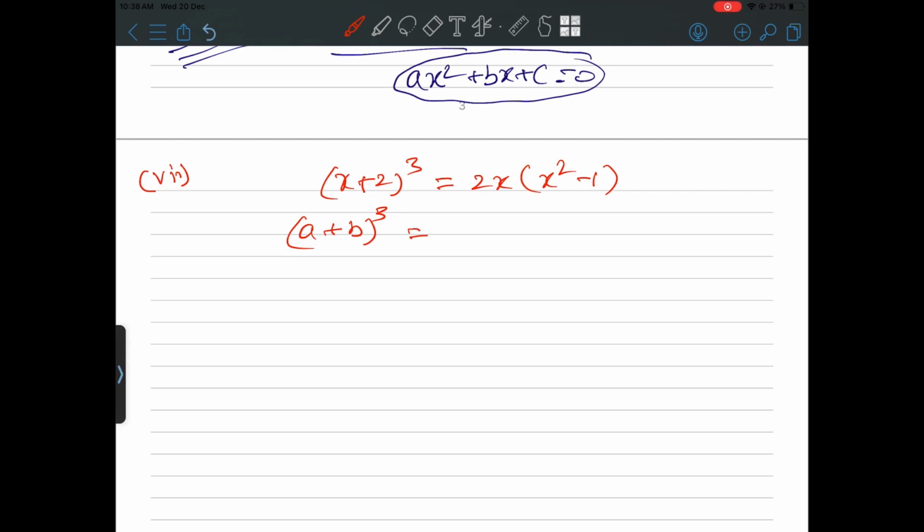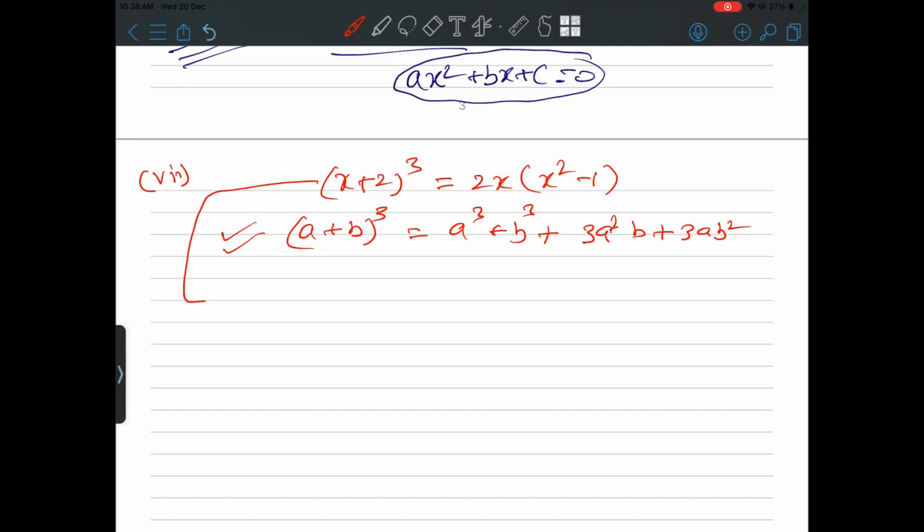So a plus b whole cube is a cube plus b cube plus 3a square b plus 3ab square. Okay. So please remember this formula so that you are not stuck when you see the cube, right? I know that students always forget this formula, but always remember these formulas because they are very important in your question.